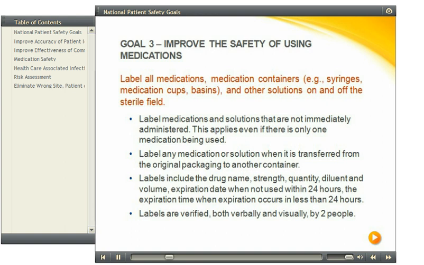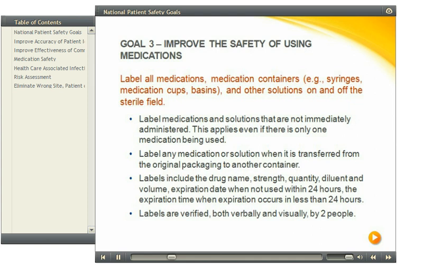Label medications and solutions that are not immediately administered. This applies even if there is only one medication being used. Label any medication or solution when it is transferred from the original packaging to another container.